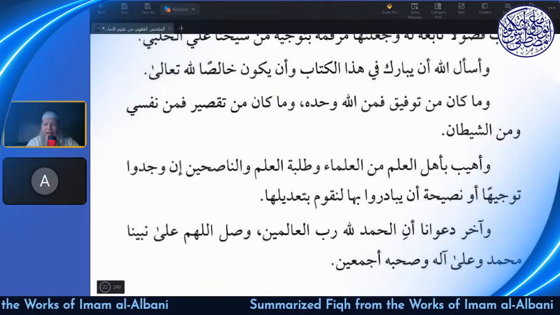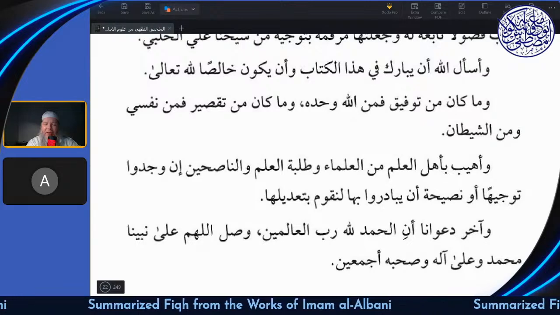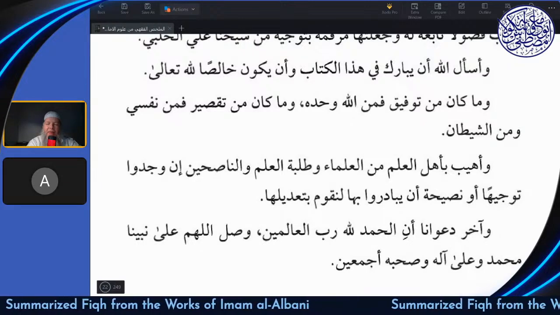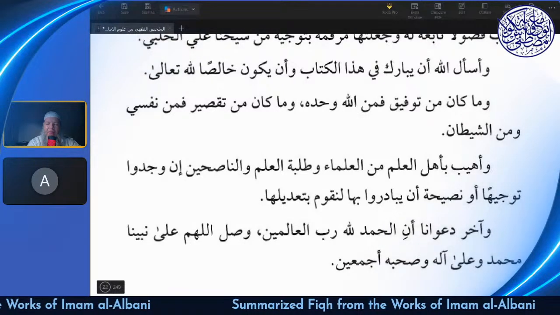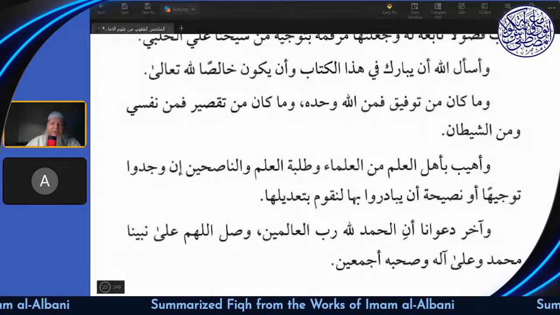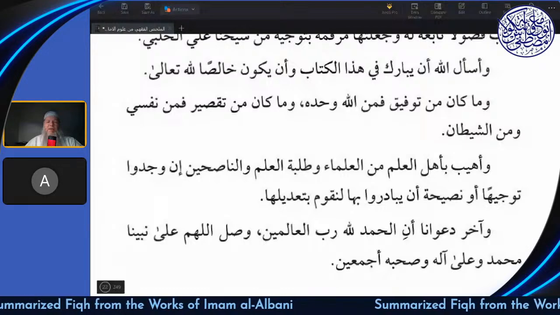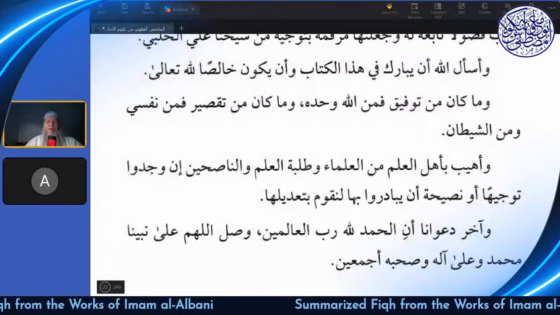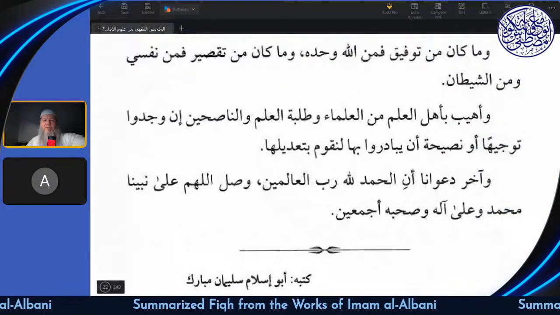And the last of our supplications is all praises due to Allah, the Lord of all creation. And we ask Allah to send salat upon our Prophet Muhammad, upon his family, and all of his companions.